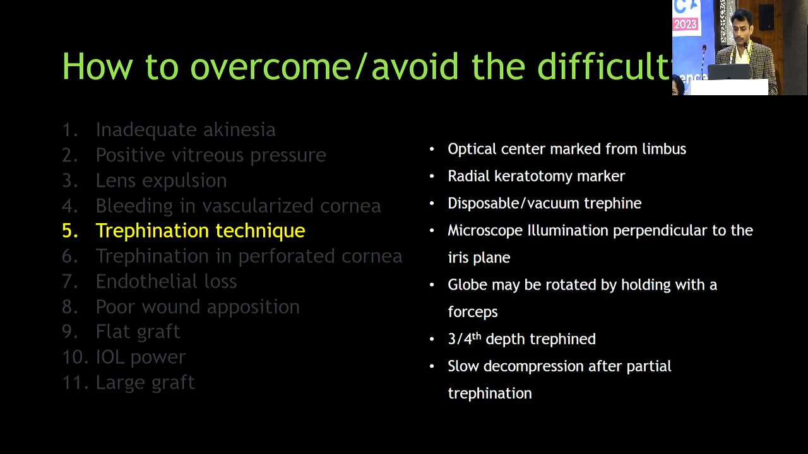We also need to keep the pupillary axis as well as the illumination axis parallel, so we need to rotate the globe by holding it with the forceps, as well as adjust the illumination arm parallel to the pupillary axis and perpendicular to the iris plane. Then during the trephination, we need to make at least more than three-quarters of the depth, and we need to do a slow decompression.